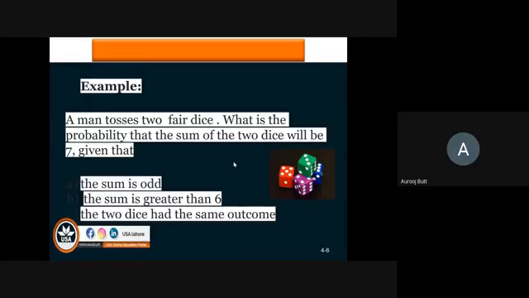So coming to the example: a man tosses 2 fair dice. What is the probability that the sum of the 2 dice will be 7, given that the sum is odd? Part B is stated as the sum is greater than 6, and part C is stated as the 2 dice had the same outcome. Now what do you have to do? It is a case of 2 fair dice, which means you'll simply construct the bivariate table and enlist all the sample points so that we can compute the probability easily.